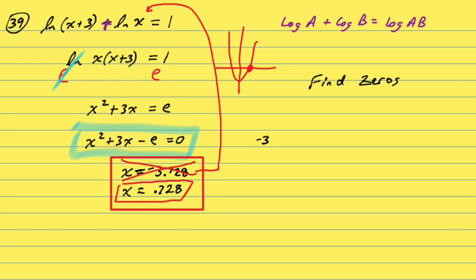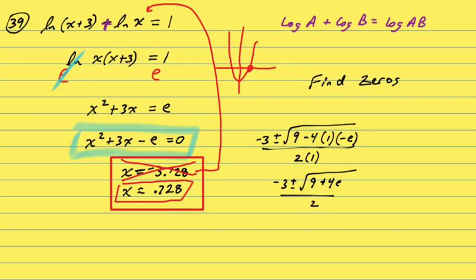Negative b, which would be negative 3, plus or minus square root of b squared, which is 9, minus 4a, which is 1, c, which is e. Actually, it's negative e. And then all over 2a, which is 1. The quadratic formula from Algebra 1. So you get 9 plus 4e all over 2. Punching that into your calculator, you'll get these two values. And again, only the positive one works.